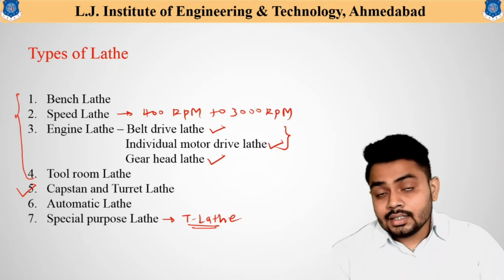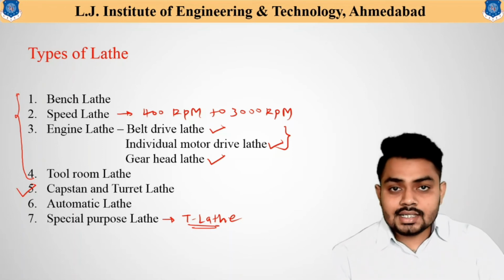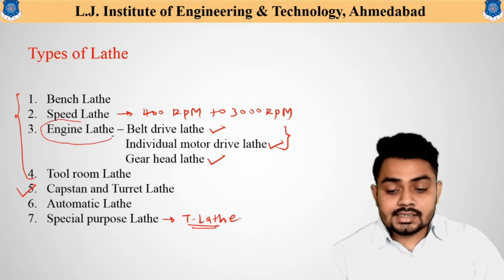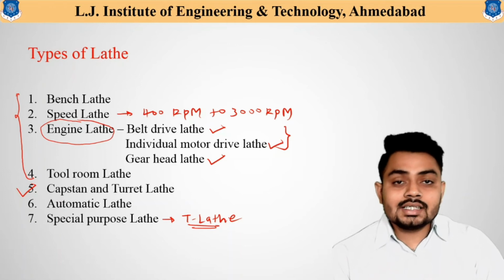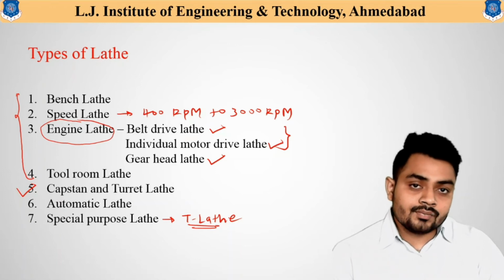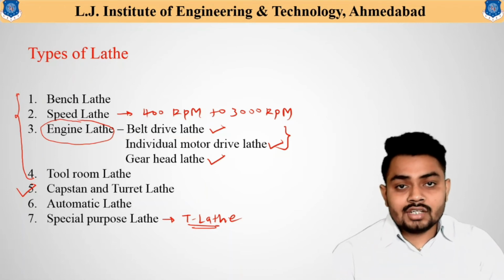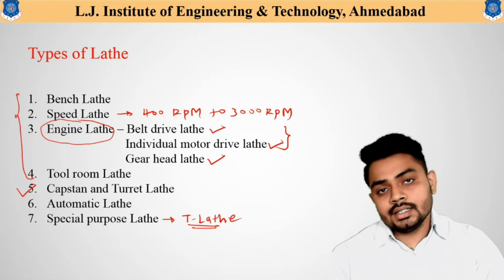So these are the different types of lathe machines available, and in future we will discuss the most important machine, the engine lathe, because the engine lathe comprises the main important parts available in every type of lathe machine. So I hope you got clarity about the different types of lathe machines available and how these lathe machines have developed day by day.